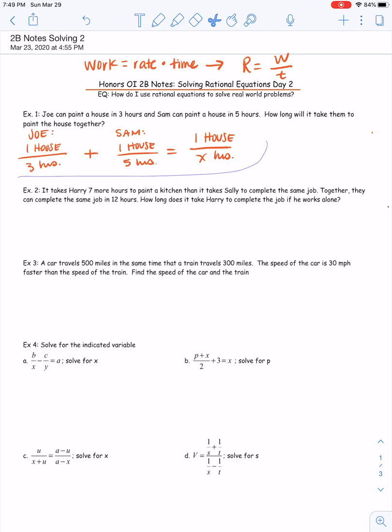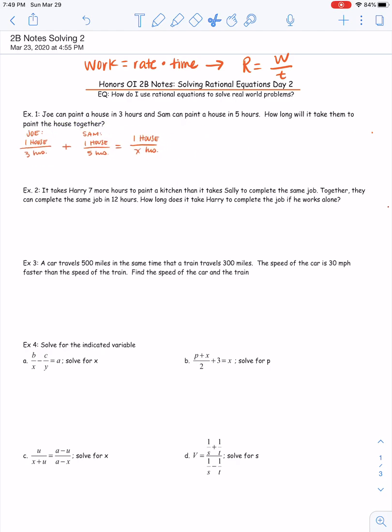So let me make this a little bit smaller, give myself some more room. Think about your fractions here. 1 over 3 plus 1 over 5 equals 1 over x. You have to get a common denominator. Your common denominator is going to be 15. So if I rewrite that, I get 5 over 15 plus 3 over 15 equals 1 over x. You can combine those two left fractions together and get 8 over 15 equals 1 over x.